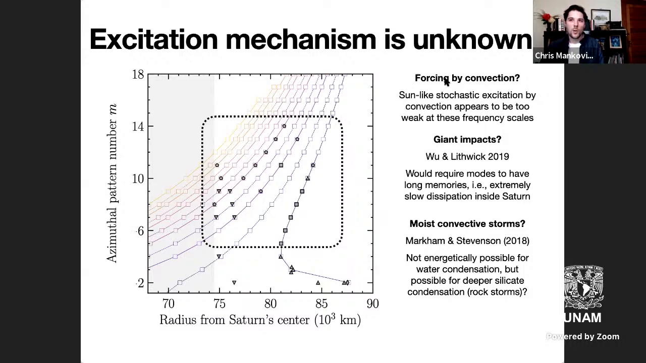Some possibilities are forcing by convection. That's what forces P modes in the sun, but it appears to just be too weak for Saturn because of its low luminosity and poor coupling between convective motions and these modes. Giant impacts are one possibility. Moist convective storms are another possibility, and we can talk about those in more detail if anybody likes after the talk.